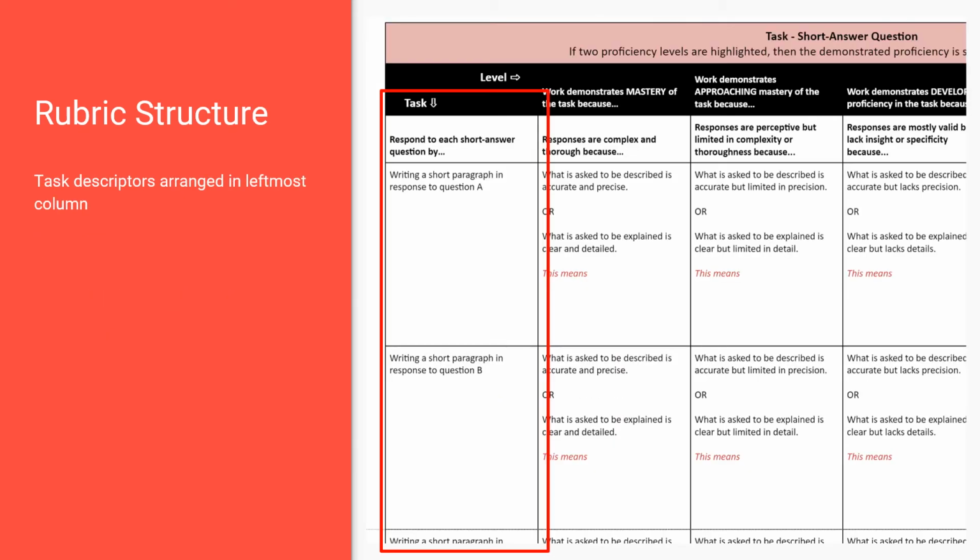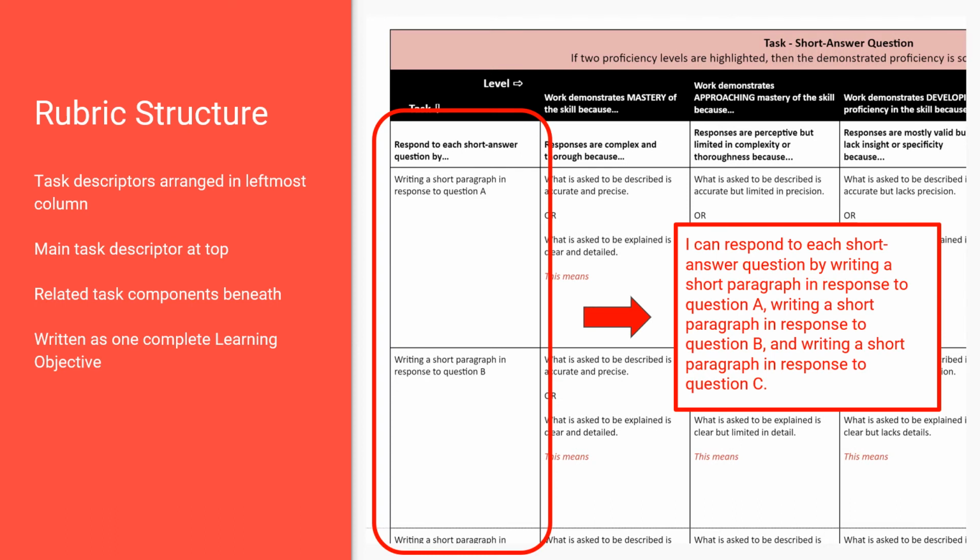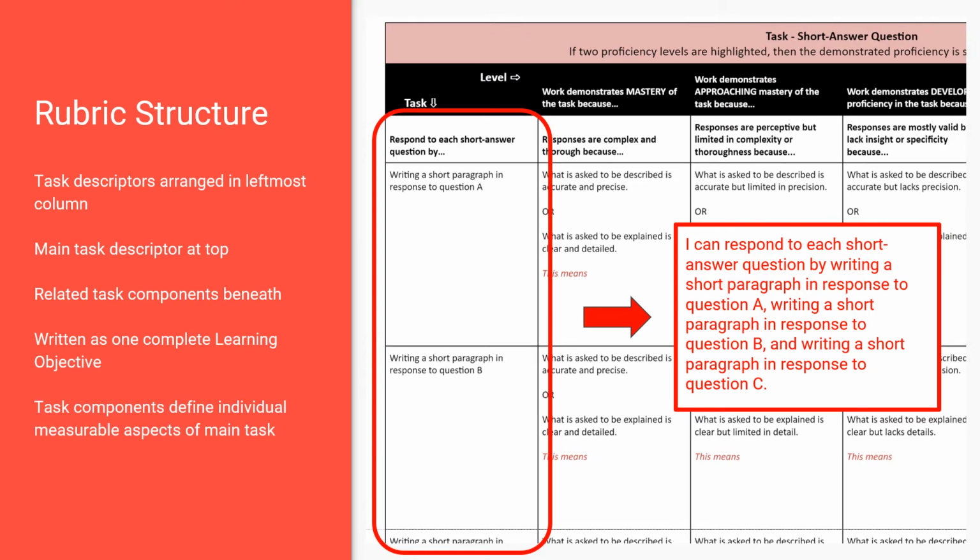Task and task component descriptors are arranged in the furthest left column. The main task descriptor is at the top, while related task component descriptors are beneath. As a whole, the entire column can be read as one complete learning objective. Task components define the individual measurable aspects of a main task.